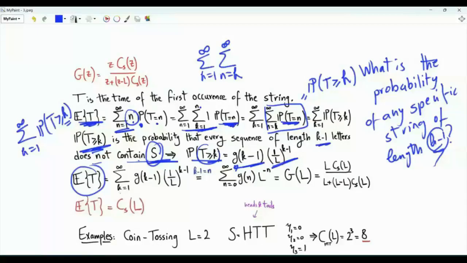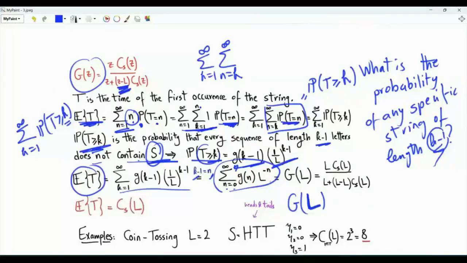The expected number of trials is the summation k from 1 to infinity, g of k minus 1, 1 over L to the k minus 1. If we put n equal to k minus 1, when k is 1, n is 0. When k tends to infinity, n tends to infinity. This summation here is the sum n from 0 to infinity, g of n, L to the minus n. And this is exactly the generating function g of z, but z is replaced by L, the number of letters in the alphabet. The answer to our question is this generating function with z replaced by big L, the number of letters in the alphabet omega.